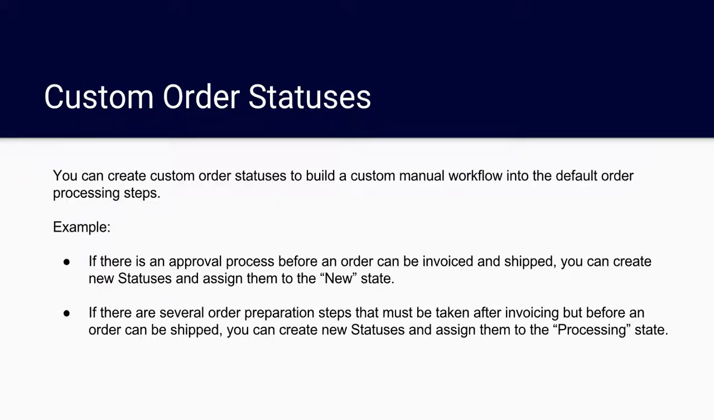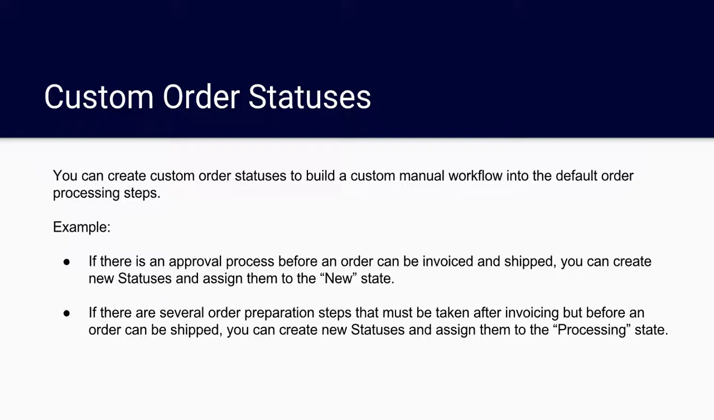So now we get into something called custom order statuses. This is really the power of this system. You can create custom order statuses to build a custom manual workflow into the default order processing steps. So for example, if you have an approval process before an order can either be invoiced or shipped, you can create a new status assigned to the new state. A status such as pending approval from sales representative, pending approval from sales manager. Once it goes through that step, then it can get moved into the invoicing step, which is processing.